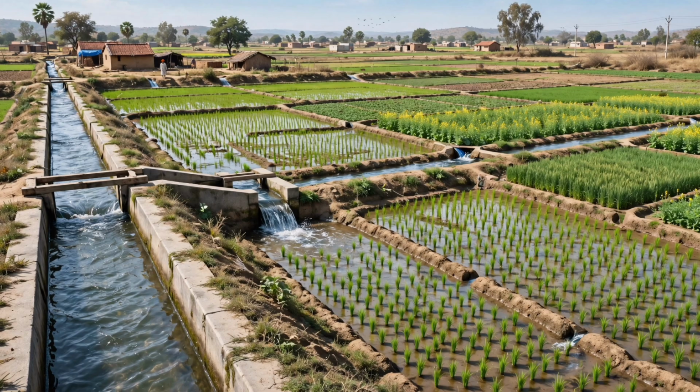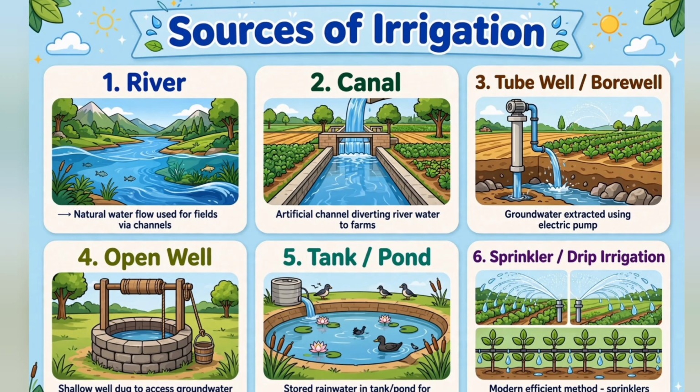Now we will discuss regarding the sources of irrigation. What are the sources of irrigation? Traditional sources are river, canal, well, tube well, tank, etc. Discuss here the traditional methods of irrigation. First is moat, chain pump, dhekuli, and rahat. Modern methods of irrigation.